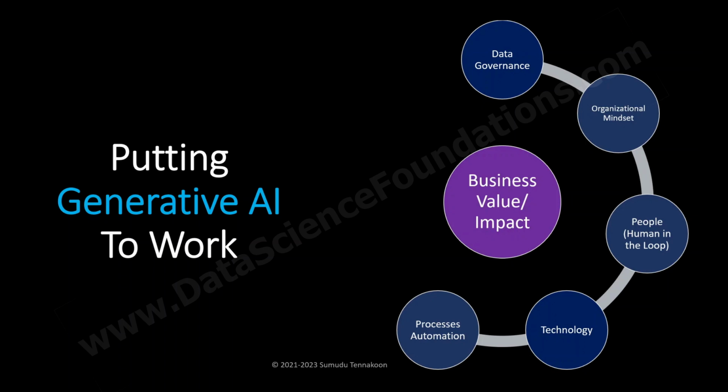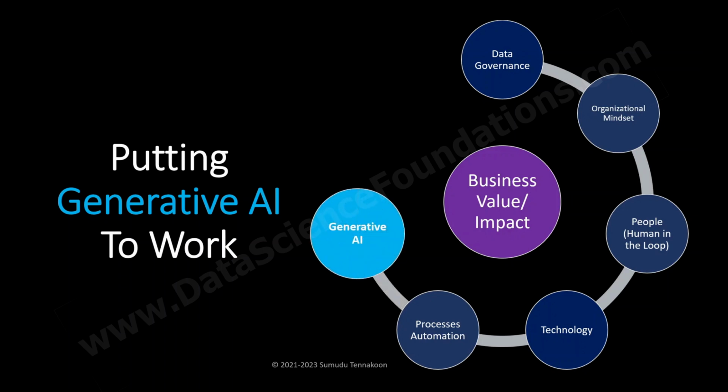Some processes may not be automated, so some processes may not be able to apply generative AI effectively. We need to understand that, and then approach with a good strategy. Then generative AI comes into the picture. So we have a lot of things around it, protecting the business value or the impact.